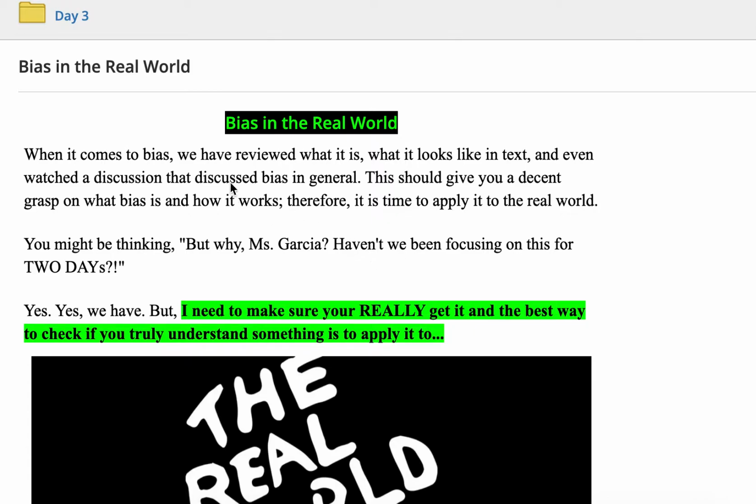So when it comes to bias, we have reviewed what it is, what it looks like in text, and even watched a discussion that discussed bias in general. This should give you a decent grasp on what bias is and how it works. Therefore, it is time to apply it to the real world. You might be thinking, but why, Miss Garcia? Haven't we been focusing on this for 2 days? Oh my God, 2 days is so long. It's like forever. But I agree.